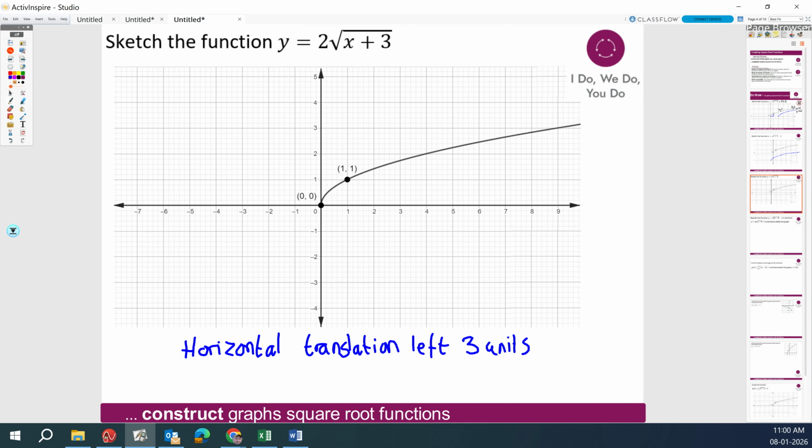And then a vertical dilation by a factor of 2. What does that mean? It's a stretch. But what does a vertical dilation by factor 2 mean? You multiply. It's like stretched by a scale factor of 2.